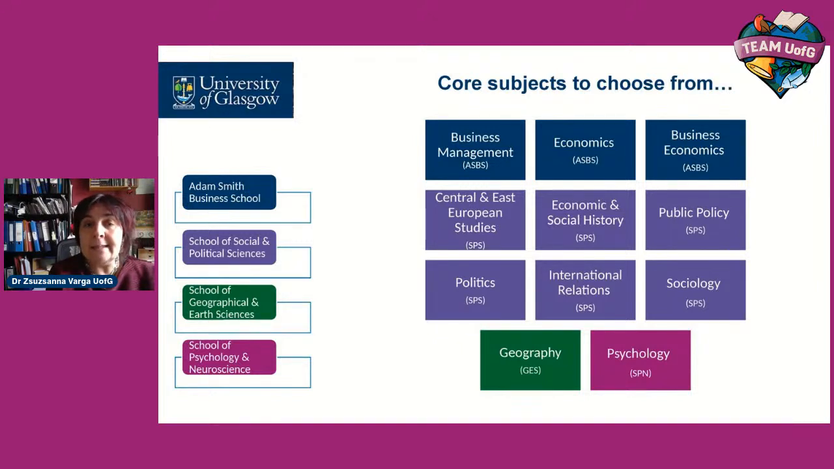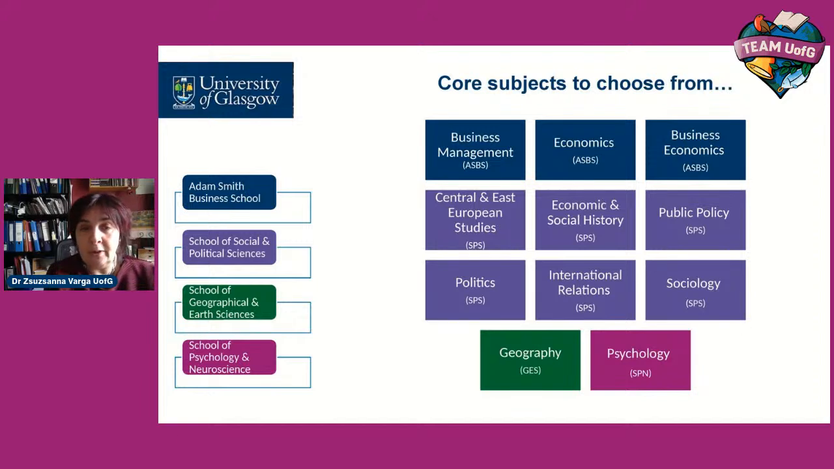So the dark blue subjects are business management, economics, and business economics, which are three slightly different things. Business economics is not the combination of business management and economics, right? So it's a different thing. These are in dark blue because they are taught in the Adam Smith Business School, which is one of the leading institutions in the country and also internationally. The business school is triple accredited, which means it's in a very elite league of business schools internationally. So on the one hand, you have the business subjects.